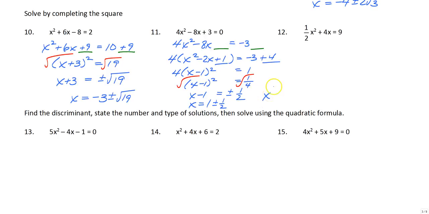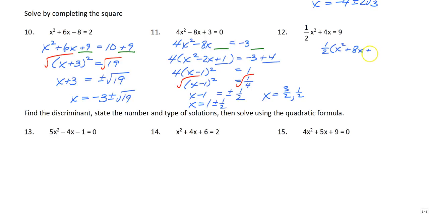So 1 plus 1/2 would be equal to 3/2, and 1 minus 1/2 would give us 1/2. Now you're done. Okay, now the last example, again, we already talked about this in the last video. We have to factor out the 1/2, but remember, when you're factoring, it's dividing. So 4 divided by 1/2 is 8.